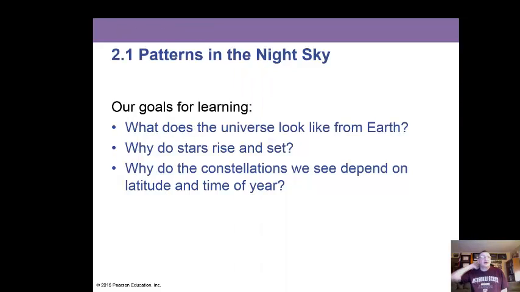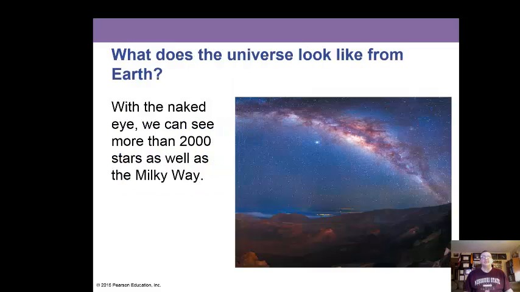Patterns in the night sky. What are we looking at? Our goals for learning in this chapter are the following. What does the universe look like from the Earth? Why do stars rise and set? Why do the constellations we see depend on latitude, where you are on the Earth, and the time of year?